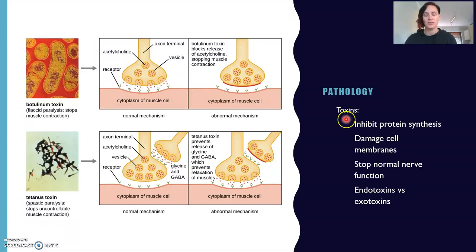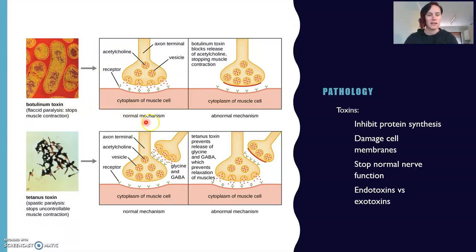Now, these toxins can do a whole heap of stuff. Inhibit protein synthesis, damage cell membranes, stop nerve functions. We've talked about the endo and exotoxins. Now, botulinum toxin is actually used as Botox. It's injected into the face, and what it does is it stops muscle contraction. So it stops the movement of all our face, and therefore stops the potential for wrinkles to happen. Now, if you're getting the Botox injected every now and then, it has to keep being pushed in because our body can become a little bit immune to it.